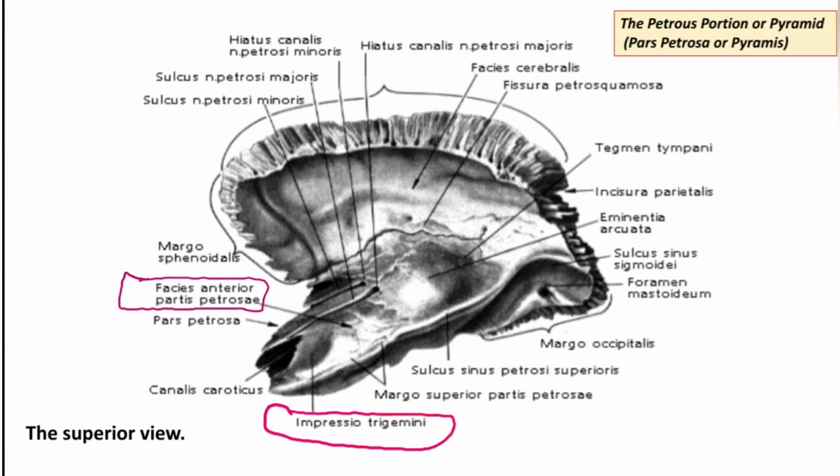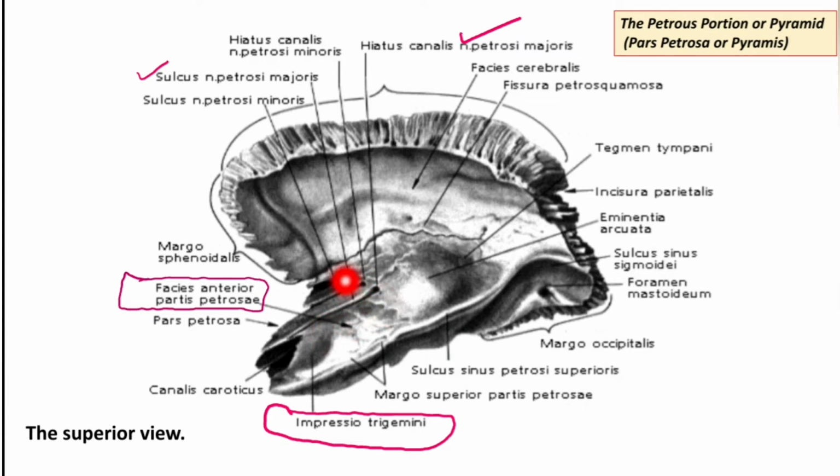This anterior surface has very important things you can see on it. The first one is the impression made by the trigeminal ganglion, called impressio trigemini. The ganglion of the trigeminal nerve sits in this depression. Then you see very important openings. The first one here is the hiatus for the greater petrosal nerve, hiatus canalis nervi petrosi majoris. And it continues as a sulcus, almost the same name, sulcus nervi petrosi majoris. You can see the hiatus at the beginning here, and then the sulcus nervi petrosi majoris.